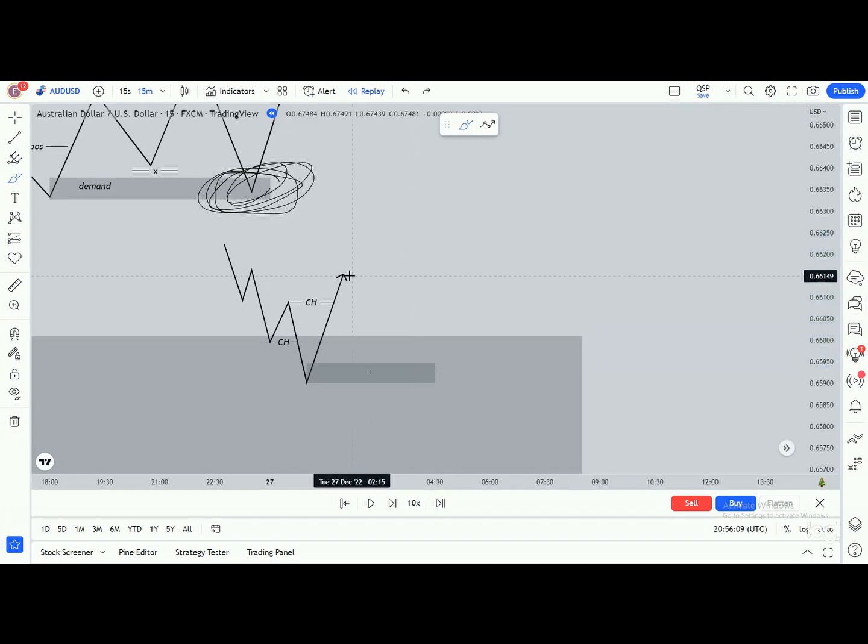Or price slowly comes down here and then wicks here, and then slowly comes back up. I'll just take the trade. When it starts rejecting, I'll just take the trade.